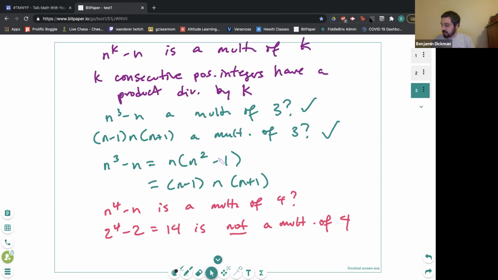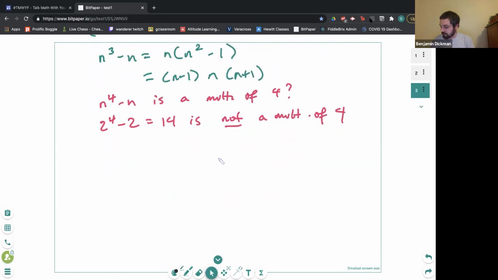And so this leads to a question, which I think is nice for people who are undergraduates and looking for a theorem that could be of some use at some point in their life. When is it true? Is it true that n to the k minus n is a multiple of k?